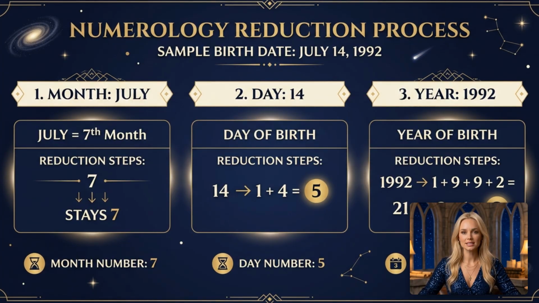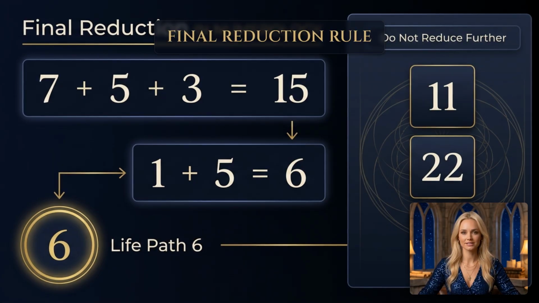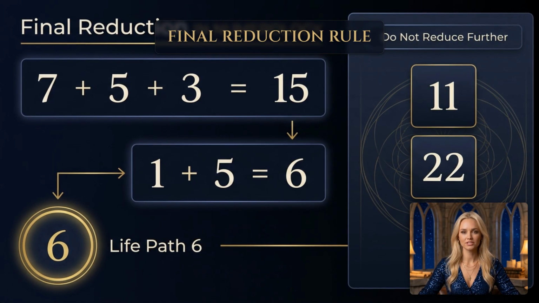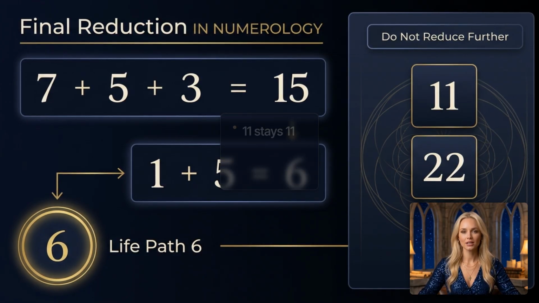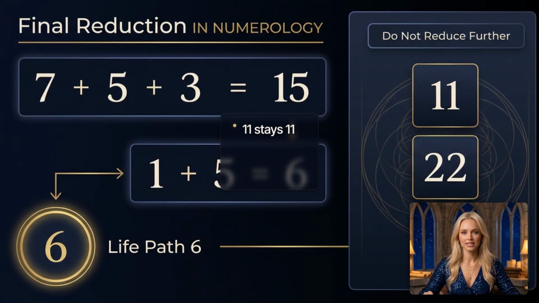Now you have 3 pieces, 7, 5, and 3. And that is the part people often overcomplicate. You only need one number from each part of the date: month, day, year. Reduce them cleanly one by one and then bring them together. Now add those reduced parts. In our example, 7 plus 5 plus 3 equals 15. Then reduce again, 1 plus 5 equals 6. That would make the life path number 6.